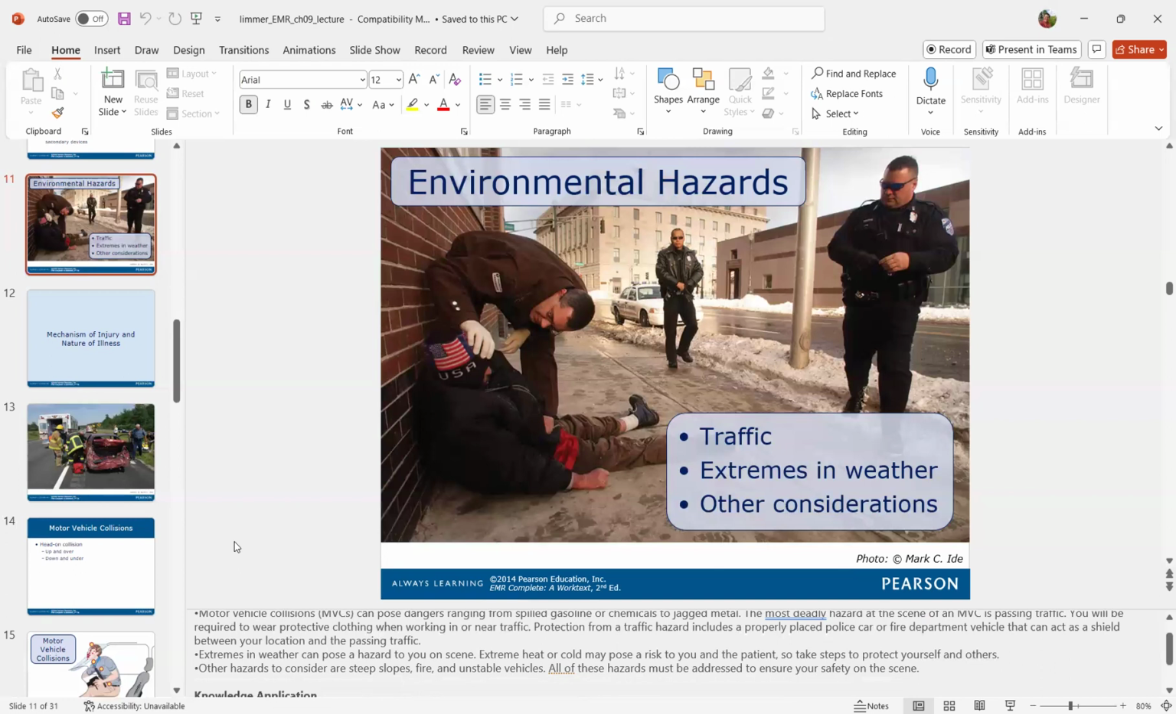And other hazards to consider, like steep slopes, fires, unstable vehicles, all of these hazards have to be addressed before we go in and deal with these patients.